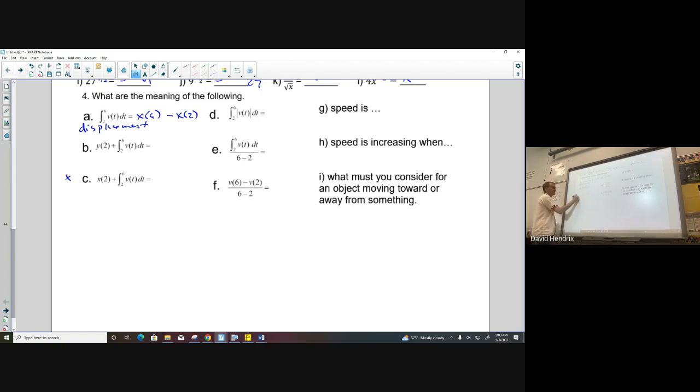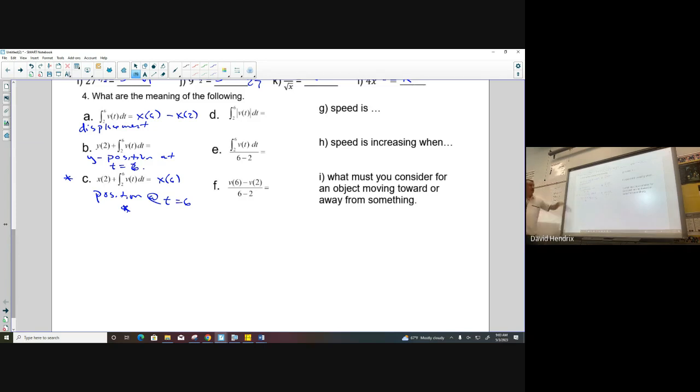Like C, for example. Think about this fundamental theorem. If we just add x of 2 over, this is going to end up being x of 6, which is just finding our position at time equals 6. That's all that's doing, find your position at time equals 6. And if you had y of 2, this would be motion up and down. So this would be your y position at t equals 6.